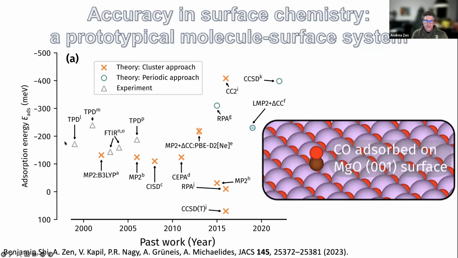And then there are some results from the simulations, which are represented here with crosses or with circles, depending on whether they are from a cluster approach, or with periodic boundary conditions, because the system is a surface, so it would be infinite. And you can see there is no agreement.